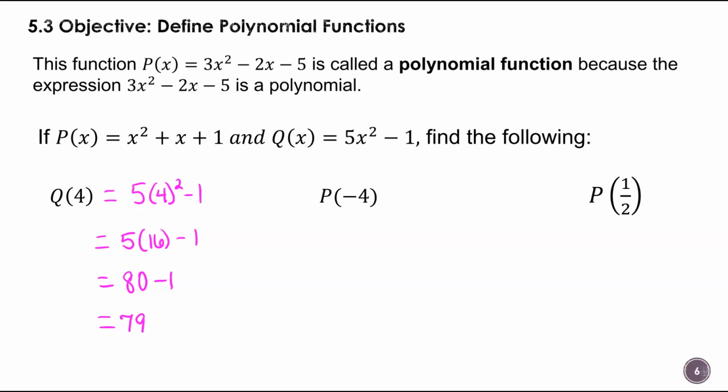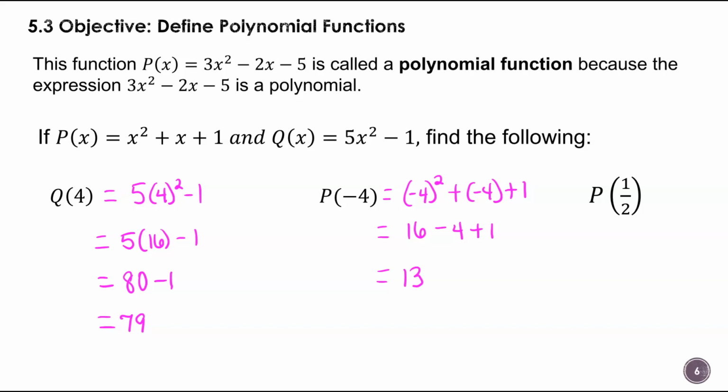And on the second one, we're going to use the p function. Now you have to be careful when you're substituting with a negative number because you want to be sure that you square it correctly. I would use parentheses for your substitution to keep you from making mistakes. So if I square negative 4, right, negative 4 times negative 4 is 16. That's going to be minus 4 plus 1. And so when we combine this 16 minus 4, it's going to be 12. 12 plus 1 is 13. And then that's it for that one.